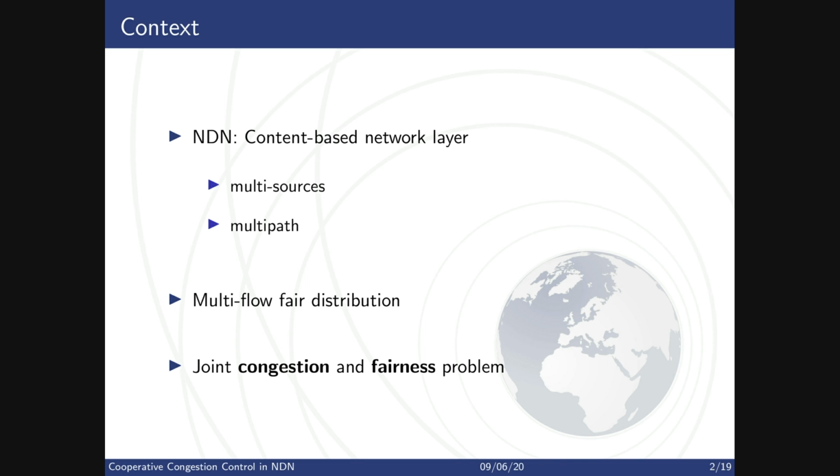So the problem we address here is the multi-flow fair distribution problem. This means that we have a lot of flows to distribute in our network and in a fair way. We see that as a joint congestion and fairness problem.